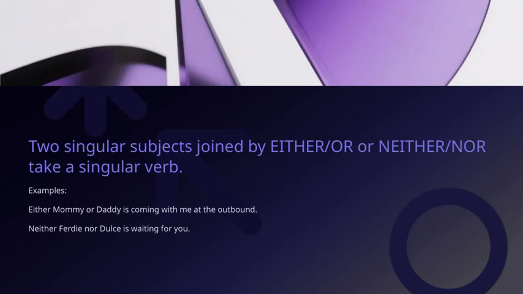Today, let's look at some important rules about subject-verb agreement when using either or neither nor. For example, you'll notice in the sentences, neither Ferdy nor Dulce is waiting for you.